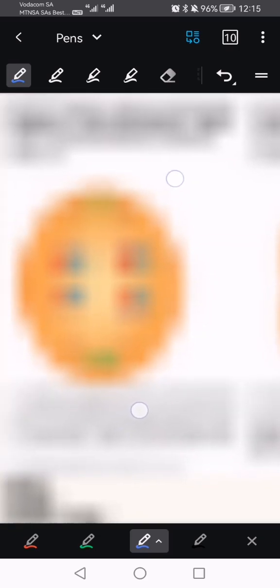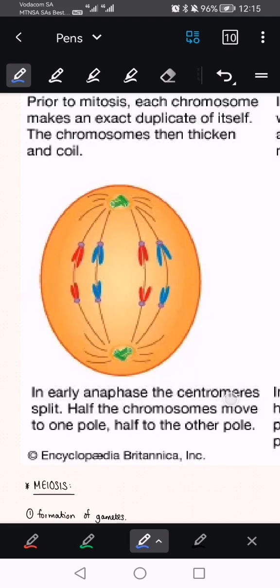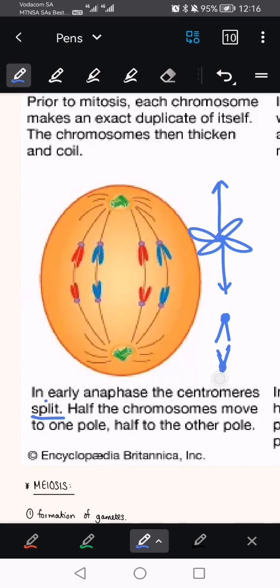Now, here in the early anaphase, remember we said it's PMAT. So in the early anaphase, the centromeres halve, or they split. Half the chromosome moves to one pole and the other half moves to the other pole. Remember, so they first looked like this. Now they're going to move to opposite poles. So they're going to look like that now, as they are being split and as they are moving to opposite poles. This is going to come to that pole and that one's going to come to that pole, because remember the centromere is split.